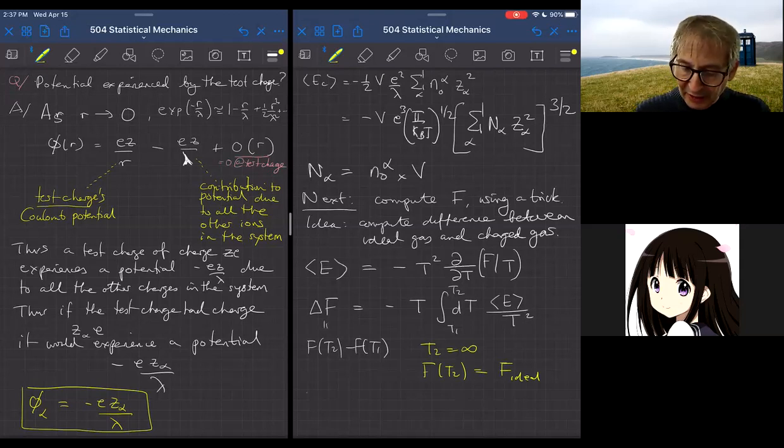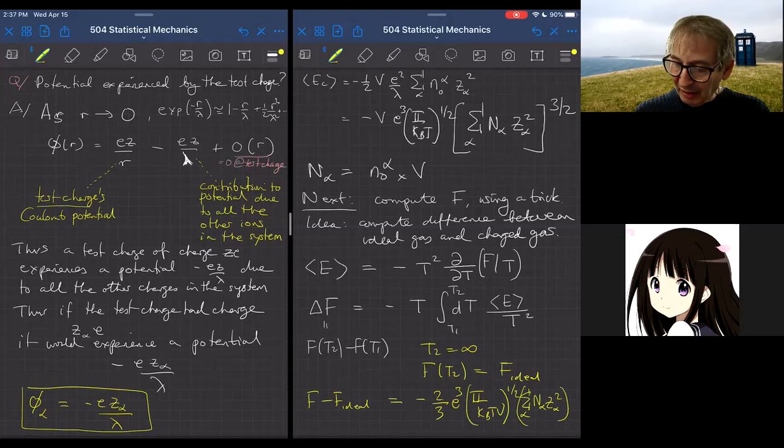And so that then tells us that F minus the ideal free energy is equal to minus 2/3 times e cubed pi over k_B T V to the 1/2 times the sum over alpha of n_alpha z_alpha squared, all raised to the power 3/2. And so that's how you get the statistical mechanics of the charged gas.